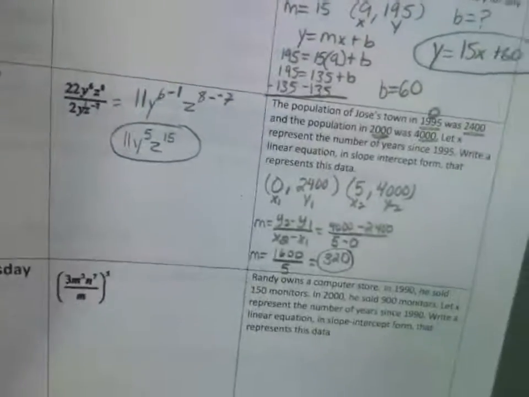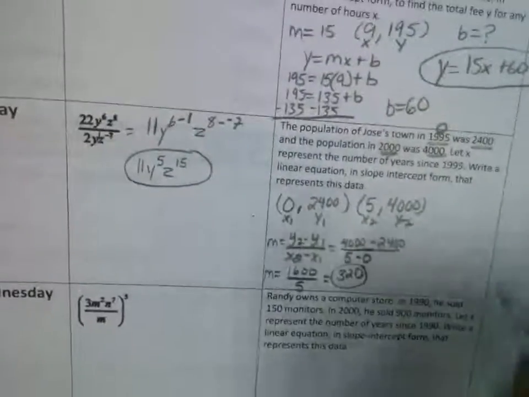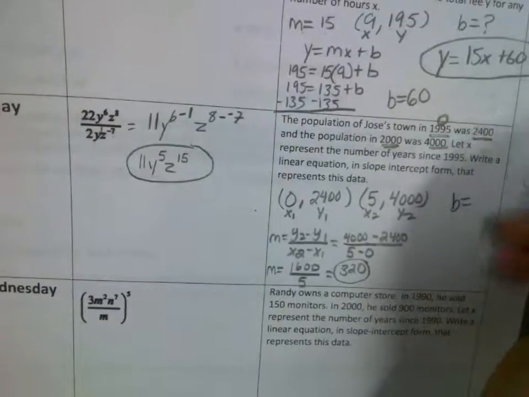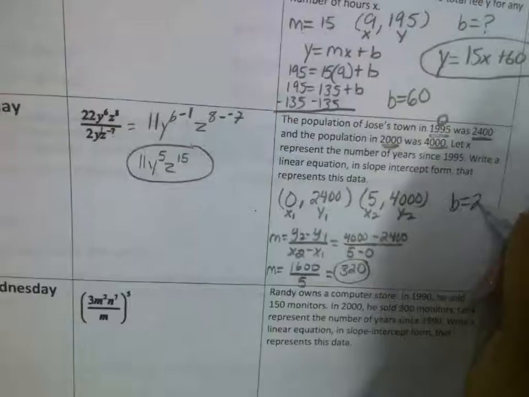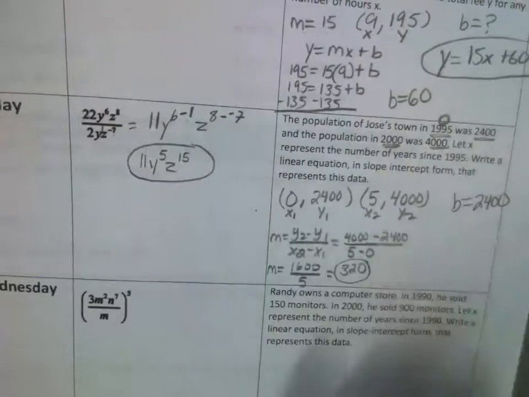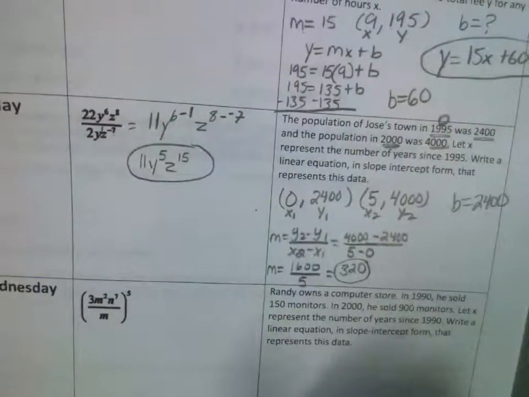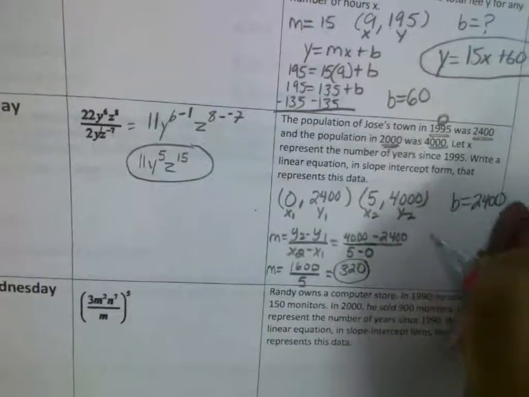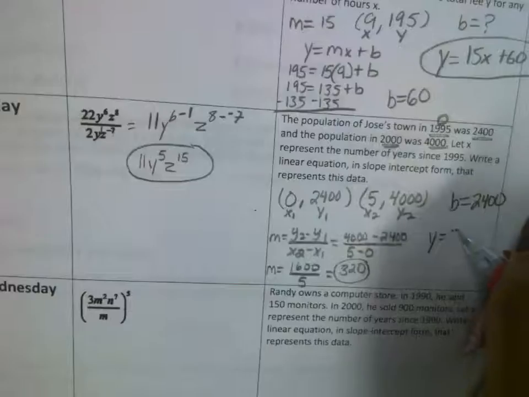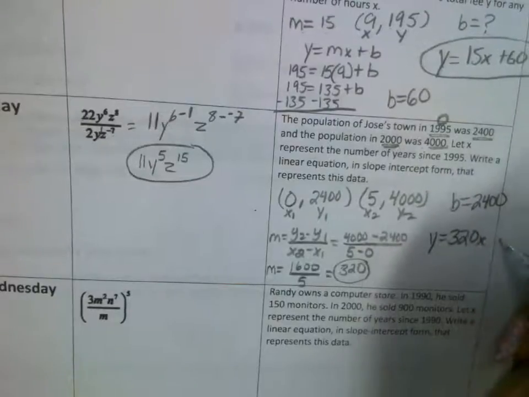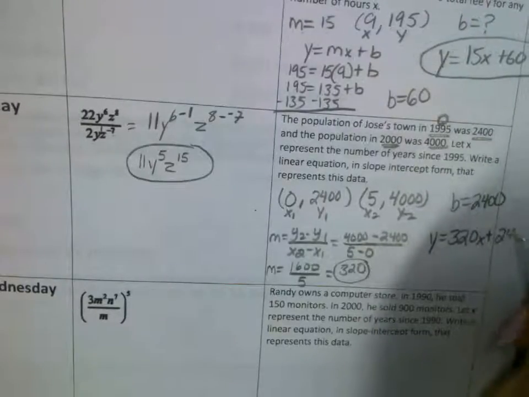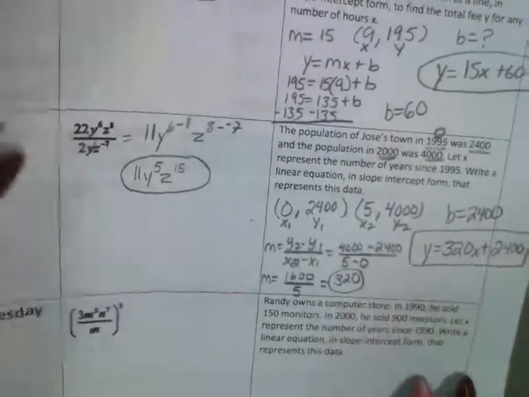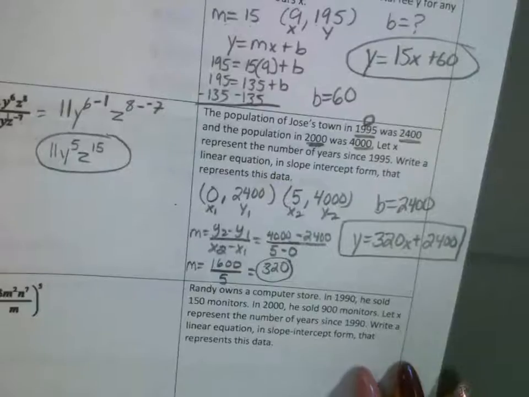So now we need to find b. What's going to be your b in this problem? b is going to be equal to what? What's your starting amount? 2,400. That's your starting amount. So now how do we write the equation for this problem? y is equal to what? 320x plus 2,400. Very good. Did anybody get that on their own? A couple people. Okay, that's great.